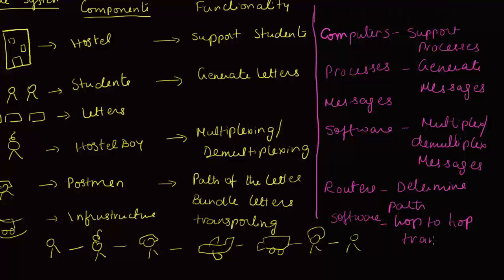Basically, there you decided that you have to go from the post office to the airport or to the train station. So you're deciding where to send the bundle to. So that's hop transfer. And this infrastructure translates to hardware and cables. So this is the actual physical transfer of the messages. So this is the translation from the postal system to the computer network system.